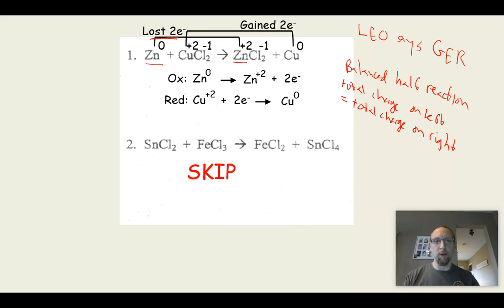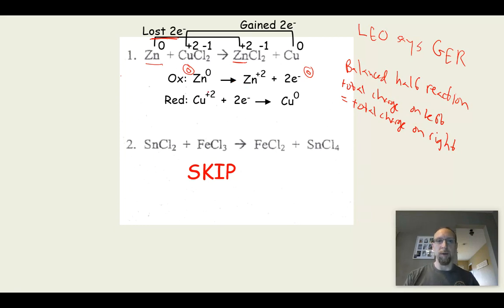So here we've got zinc 0, 0 on the left, right? So plus 2 and 2 negative ones is minus 2, plus 2, minus 2, 0 on the right. So we've got 0 on the left, 0 on the right. We're good. So that's a good way to check, because if you put the electrons on the wrong side, those charges aren't going to add up and be equal on both sides.